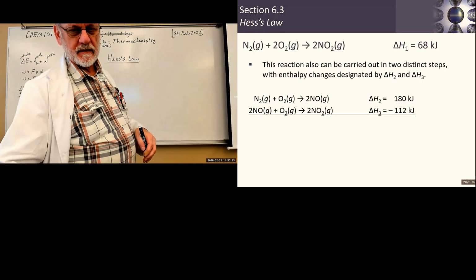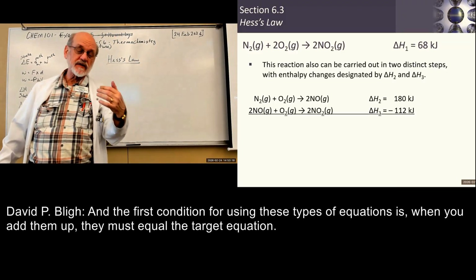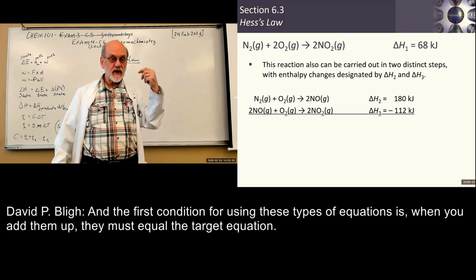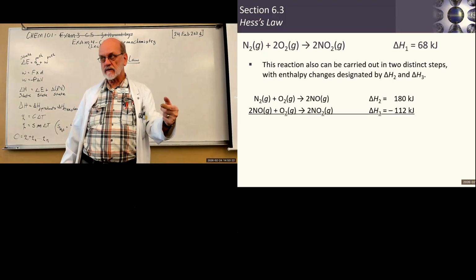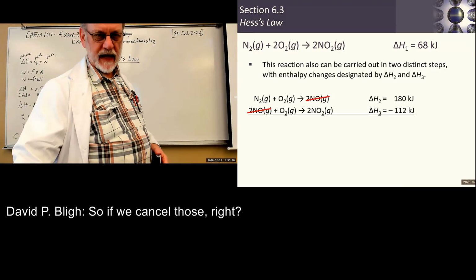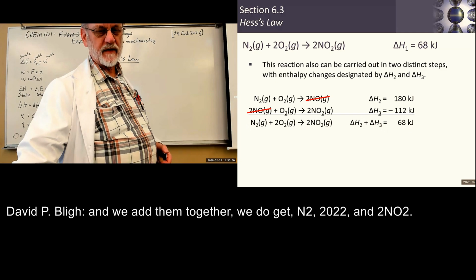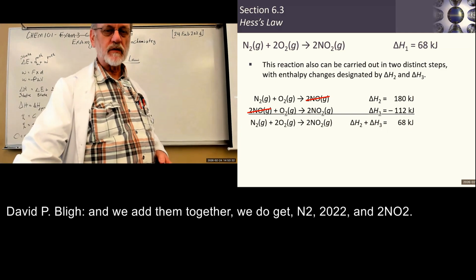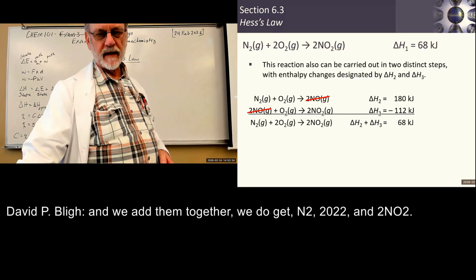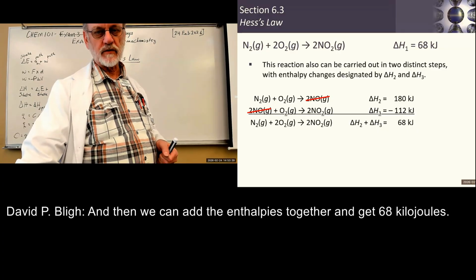The first condition for using these types of equations is that when you add them up, they must equal the target equation. No exceptions. So if we cancel those and add them together, we do get N2, 2O2, and 2NO2. And then we can add the enthalpies together and get 68 kilojoules.